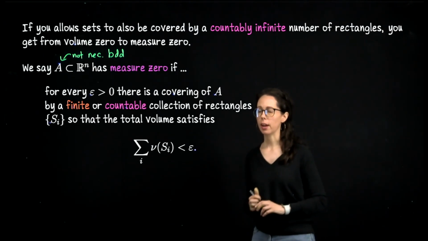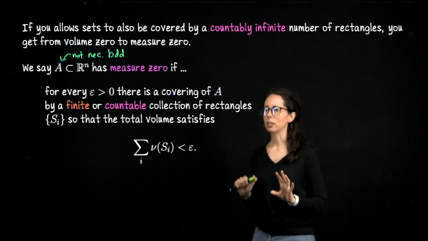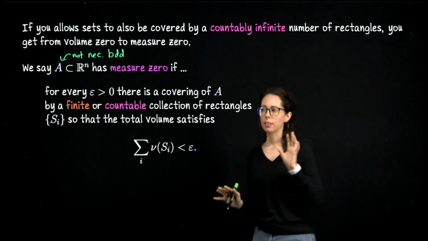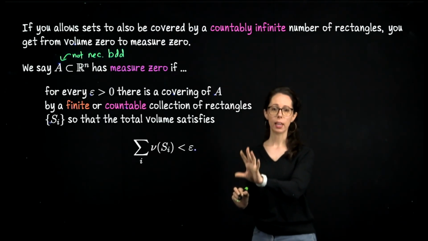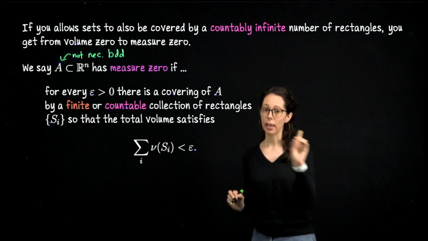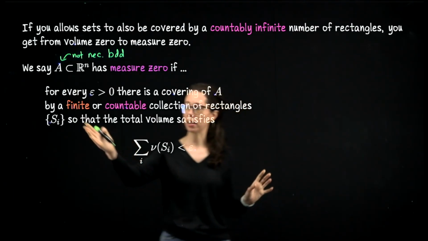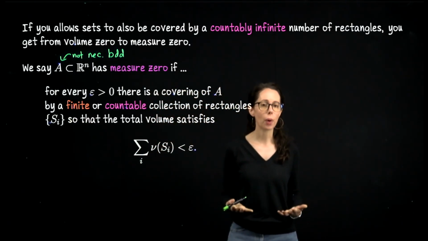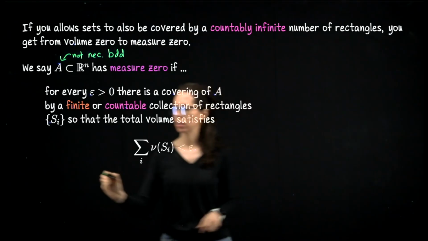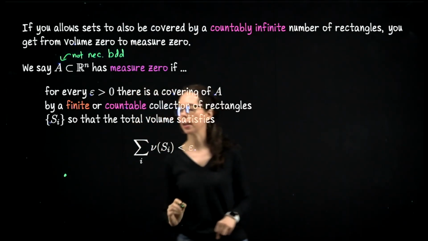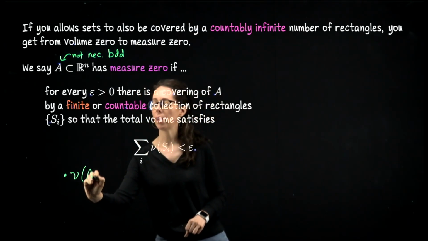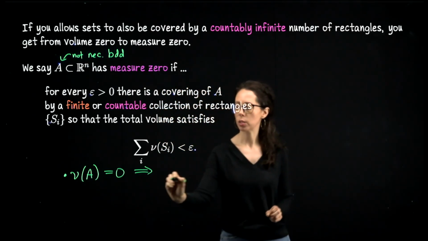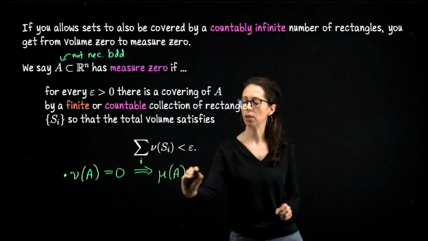But before we look at our first example, let me mention some connections here between volume and measure. This is giving us more flexibility in how we cover the set A with rectangles. It includes the idea of having just a nice finite collection of subrectangles born out of a partition, which means that if you have volume 0, you have measure 0. So let me just jot down here. The volume of A being 0 implies that the measure, for this we'll use the Greek letter mu, measure of A is also 0.